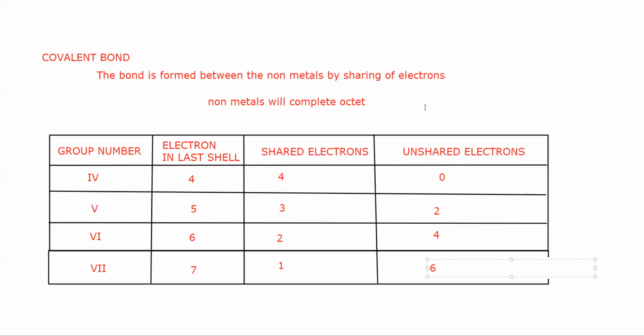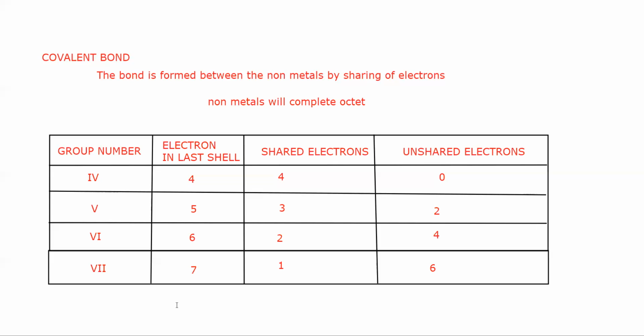So this table is very important. You will understand how this table can be used. But the first thing is you should learn that if it's an element of group 4, it will have 4 electrons in the last shell, and out of 4, it will share all of them, and there will be no unshared electron. If it's group 5, it will have 5 electrons in the outermost shell. To complete the octet, out of 5, it will share 3, so unshared will be 2.